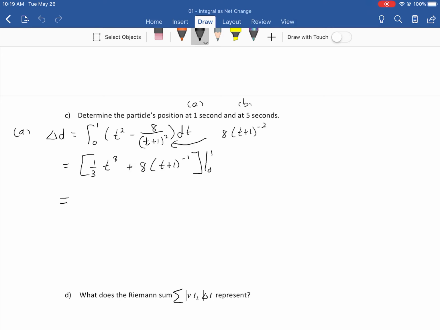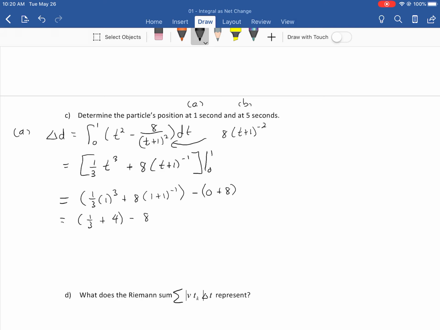Okay. So now I have to sub in the 1. What I get in my first bracket is 1/3 times 1 cubed plus 8 times 1 plus 1 to the negative 1. And from that I have to subtract what I get when I sub in 0: I get 0 in the first part, and then plus 8. 0 plus 1 is 1, to the power of negative 1 is still 1, so that doesn't do anything there. So in this first bracket, I get 1/3 plus 8 over 2, so that's a 4.